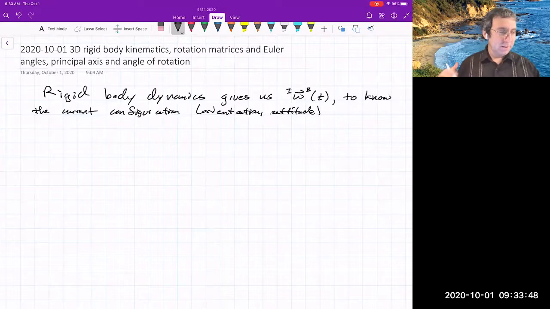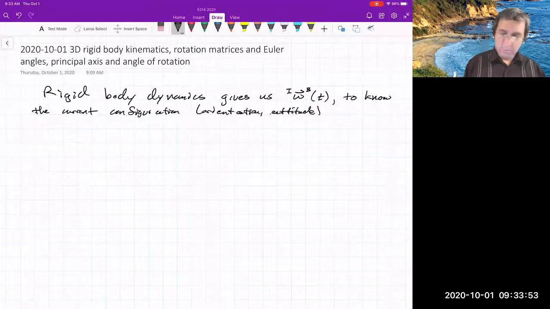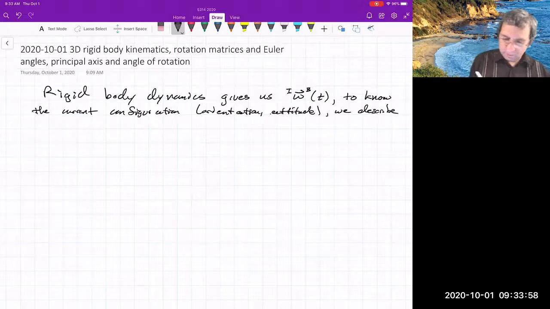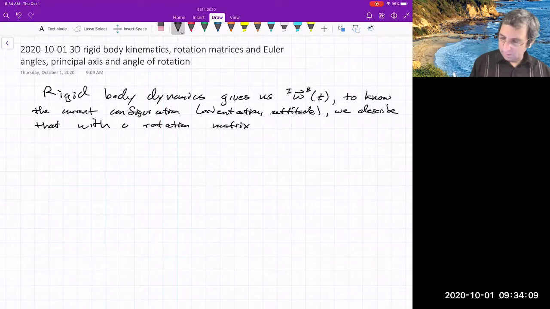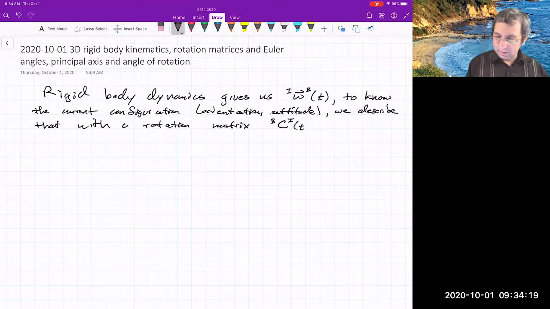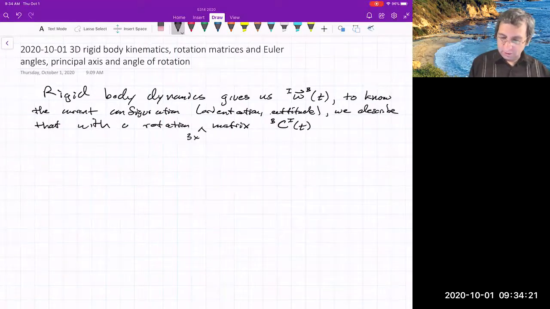And that can be described with a rotation matrix. So we will describe that with a rotation matrix. Usually it's written as going from the inertial frame to the body fixed frame. And so this will be, in general, like a 3x3 matrix in 3D.